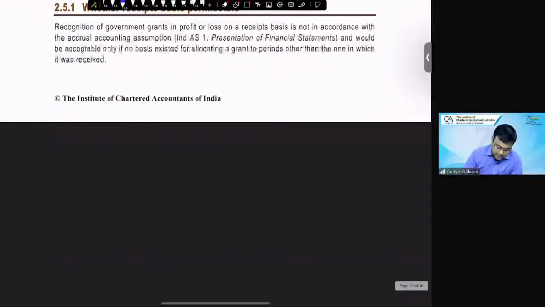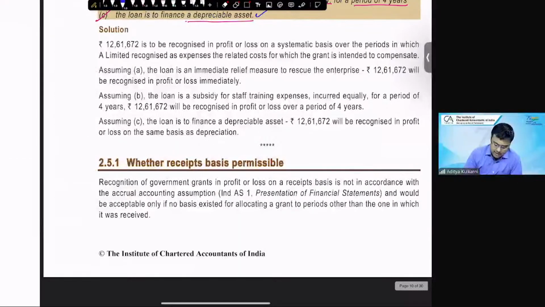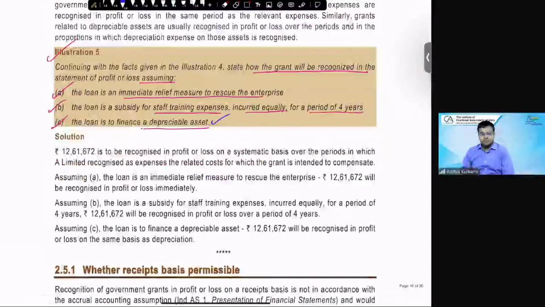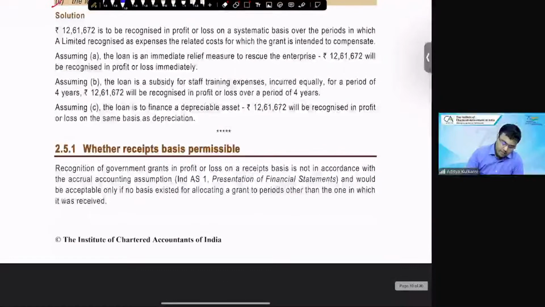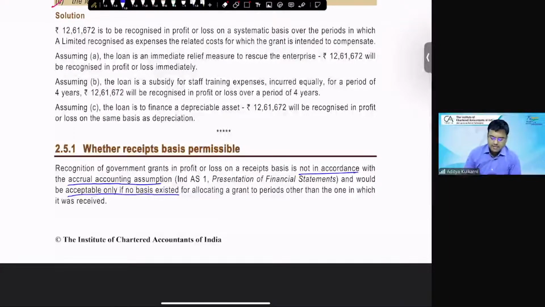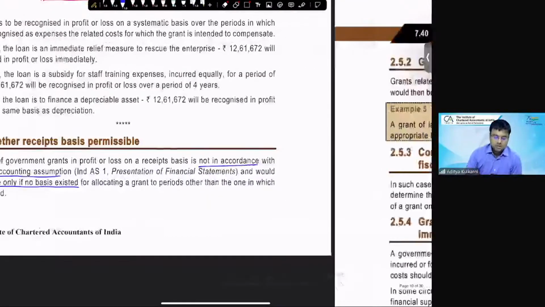Now you will answer these questions without reading. Whether receipt basis of accounting for a government grant is permissible. Bolo? No, sir. No, it has to go on accrual basis. It has to go on accrual basis because it is a violation of Ind AS 1 accruals. It would be acceptable only if no basis existed for allocating a grant to a period other than the one in which it was received. So whether receipt basis is permissible, answer is no.